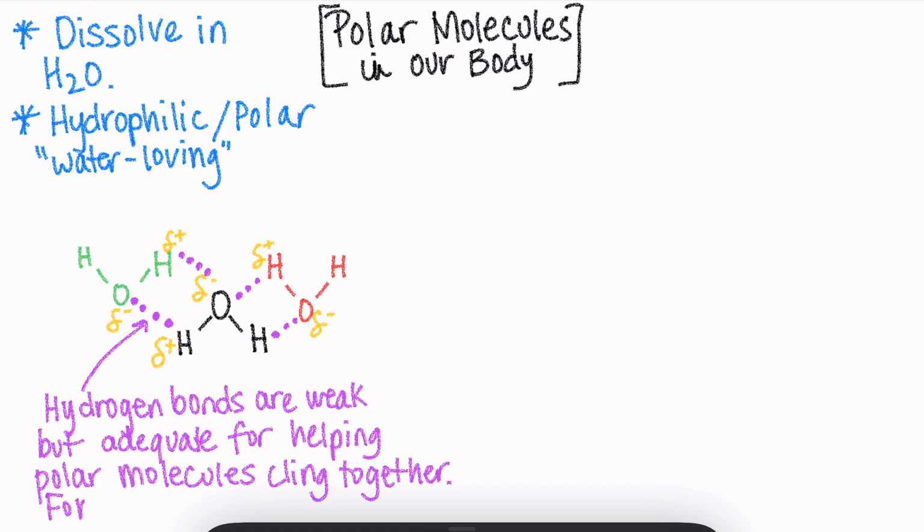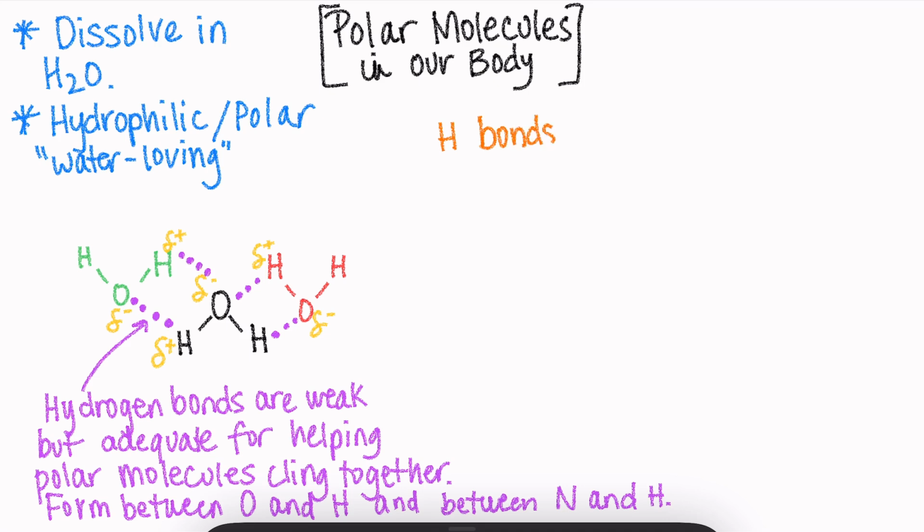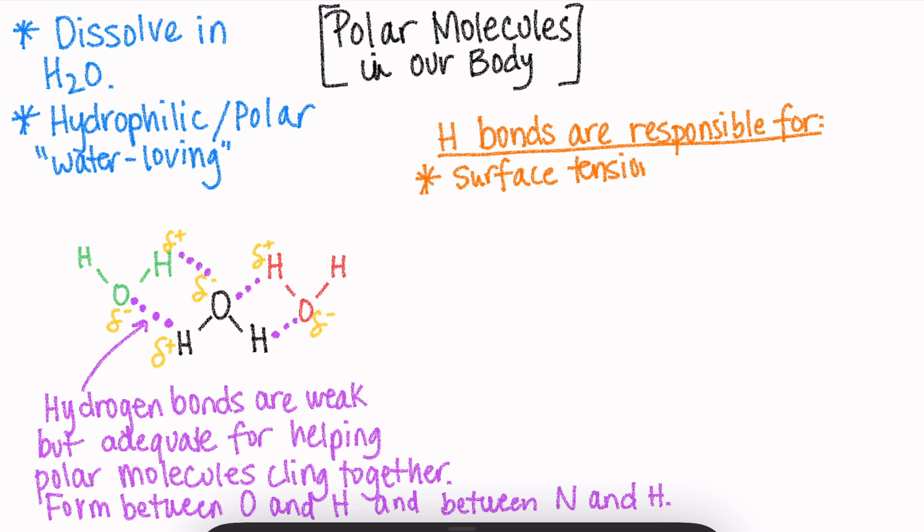And they form in the human body between oxygens and hydrogens and between nitrogens and hydrogens, because nitrogen is also electronegative like oxygen. Water's special properties are mostly due to these hydrogen bonds. These are responsible for characteristics of water that are important in understanding how our body works. So I'll try to give you a few examples of this. First of all, water will have a high surface tension. That is when the molecules want to cling together.